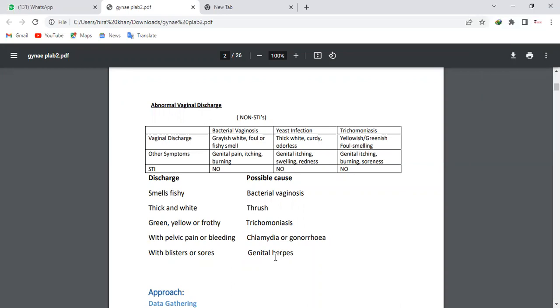Now, talking about STIs, it is very common that the scenario they give will be PID, pelvic inflammatory disease. The two infections that commonly come under STIs during your PLAB stations are chlamydia and gonorrhea, and we will discuss them later on.